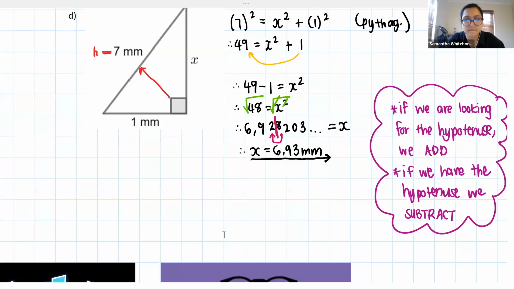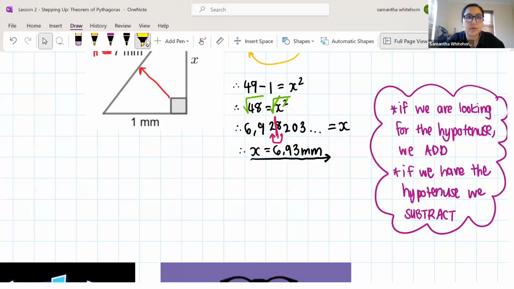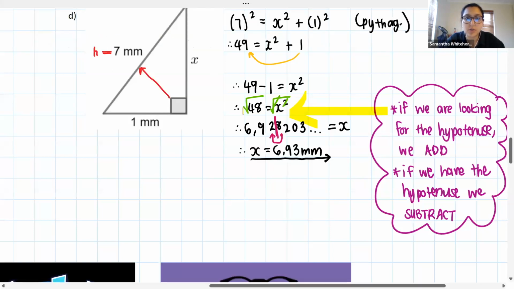Ma'am, can you explain again? Because I got 48 millimeter. Okay, so I've just explained it. You got to this point here, right? You need to remember to square root. So you just need to go that one step further and make sure you square root, and then you get the answer. You've done everything else perfectly. You need to square root.